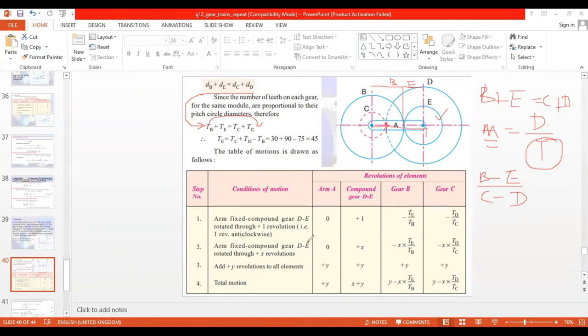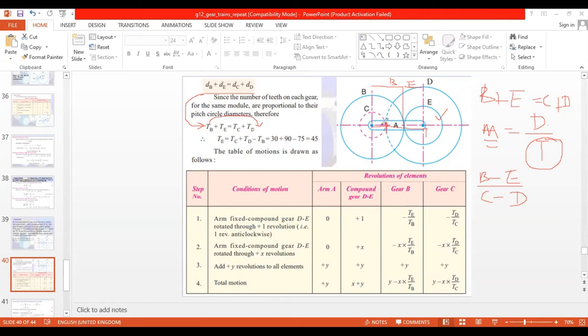Arm fixed and compound gear DE make X revolutions. So as the next step, we will fix the arm and give X revolutions to this compound gear DE. If this is moving with X rotations, I will multiply everything with X. X into 0 is 0. X into plus 1 is plus X. X into minus TE by TB is minus X into TE by TB. X into minus TD by TC is minus X into TD by TC.